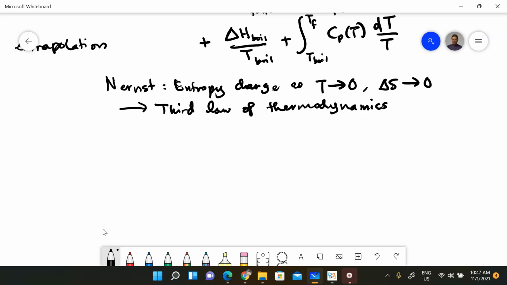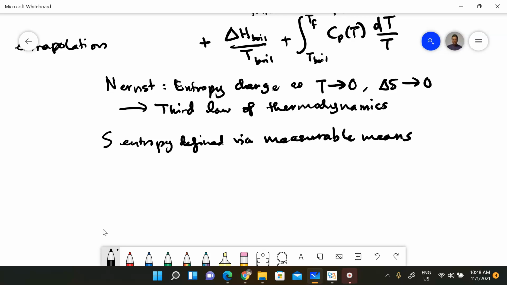So we want to define what we call, in other words, once we define this entropy, entropy defined via measurable means. Given that, we can then define other kinds of free energies after this. Enthalpy is not one of these free energies, so we need to define others.